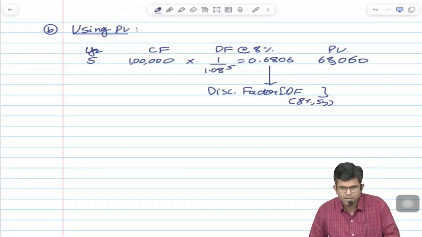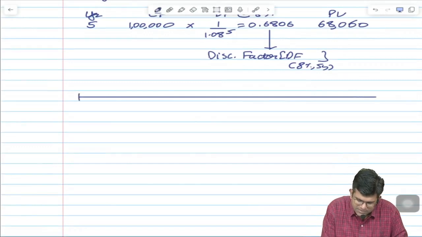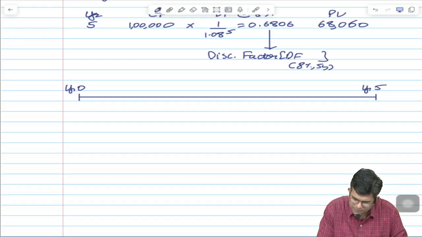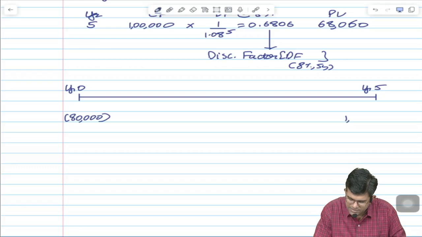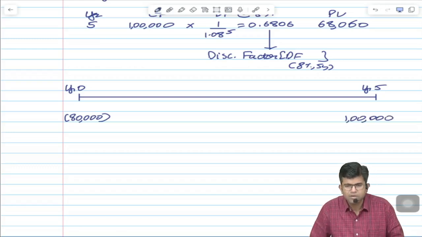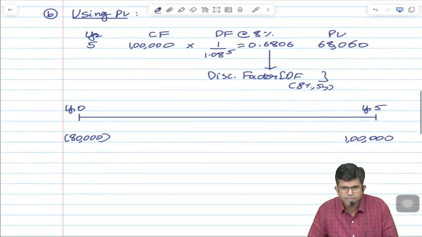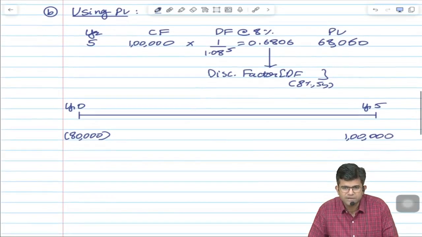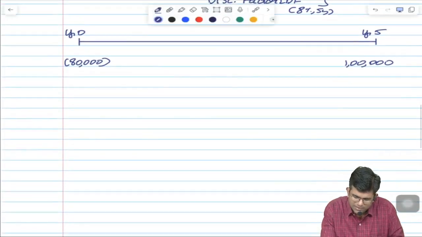Everyone ready? Okay. Now students, time for the diagram. This is year 0. This is year 5. In year 0, they are asking you to invest 80,000. In year 5, they are saying they will give you 1 lakh. Can you tell me on the chat box, is this 68,060 a year 5 number or a year 0 number? Year 0, thank you. It's present value, correct?